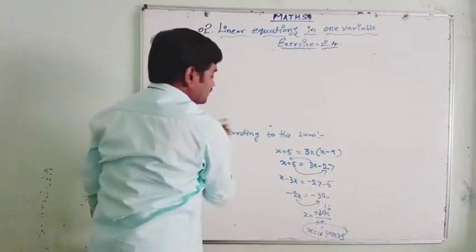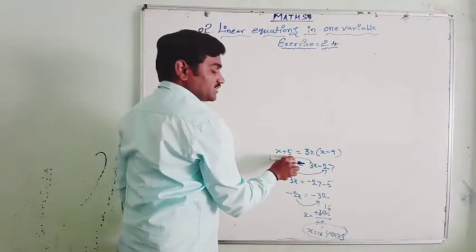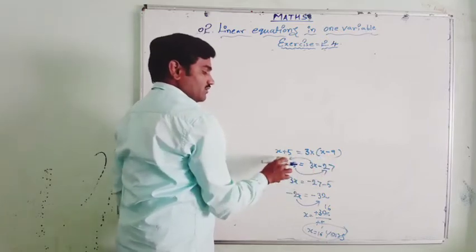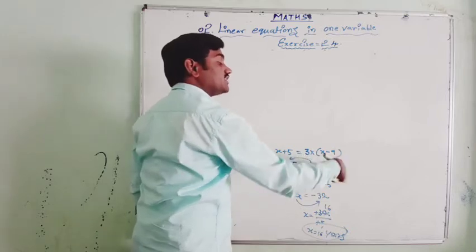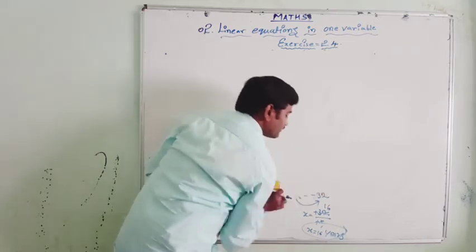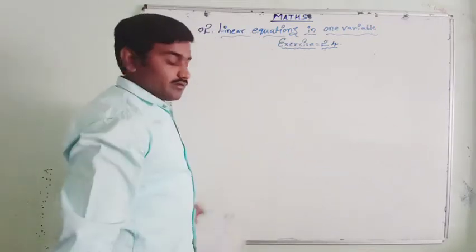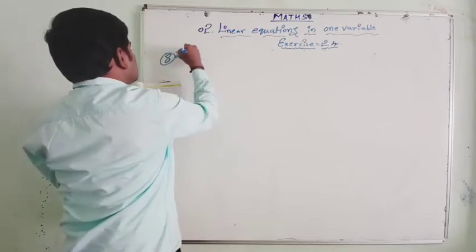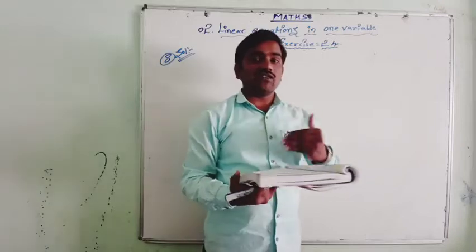Here you have to see: in 5 years time, Reshma's age is 3 times her age 9 years ago. In 5 years time it is x plus 5, 3 times more than when she was 9 years ago. Nine years ago, the age will be x minus 9. We have to read the statement very clearly. Now the 8th solution, the last solution of this exercise.